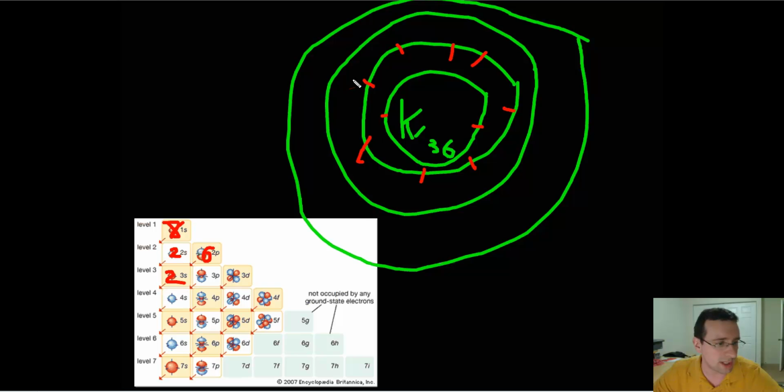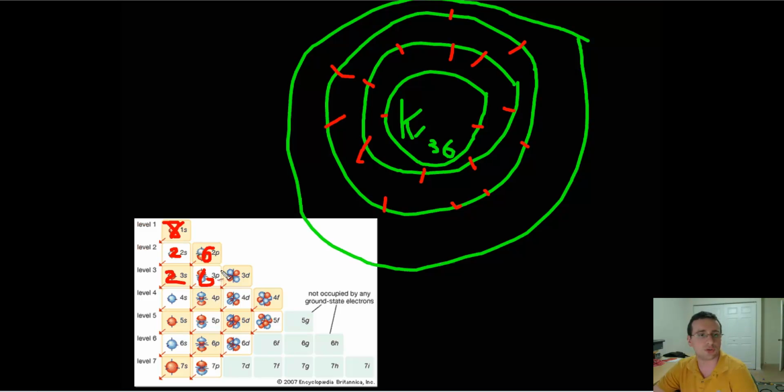So you're going to go to level 3 where you're going to put 2 more. You're going to put 1, 2, and that completes the S shell of level 3. Now you go to the P orbitals and you're going to put 6 more. So let's go put 6 more. You're going to put 1, 2, 3, 4, 5, 6. And you see that by this time you already have 18.